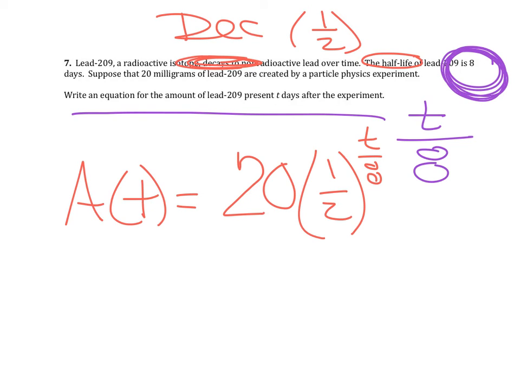All right, now, I don't know if I read that sentence out loud. It does say, suppose that there's 20 milligrams, so I know my initial amount's 20. Again, we talked about our half-life happening every 8 days.